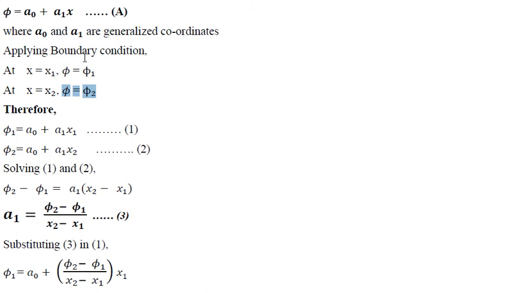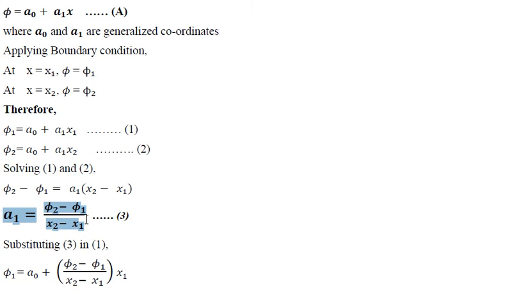If I substitute the first boundary condition in the assumed expression, we will get this equation. Let us call that equation number 1. Similarly, if I substitute the second boundary condition in the assumed displacement function, we will get this expression. By solving, that is by subtracting 1 from 2, we will arrive at a further expression, in which we will find the value of a1.